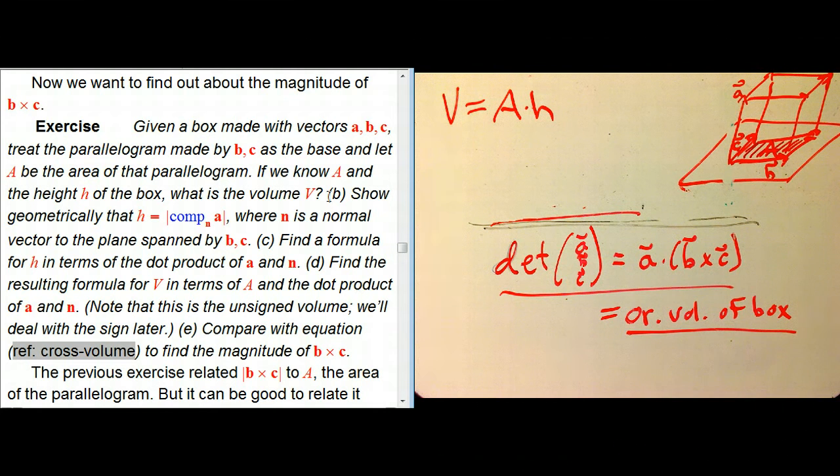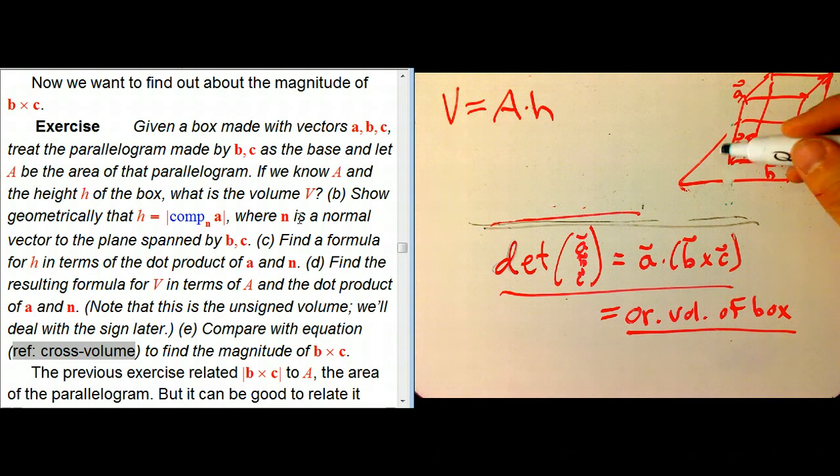Okay, so that's all that is in the first part. And again, this is a good place to pause if you want to try and do this yourself. It's really small steps, nothing super complicated. Now, show geometrically that h is the magnitude, the absolute value, of the component of A in the direction n, where n is a normal vector to the plane spanned by B and C. That's a big mouthful, but it's not a difficult picture to draw.